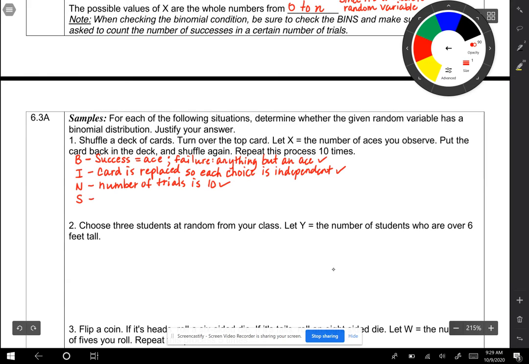And lastly, the probability of getting an ace each trial is going to be 4 out of 52. So that's a consistent probability. It does not change. So that condition is met. I'm just going to simplify that. So yes, this will be a binomial distribution. So it satisfies the conditions for a binomial setting.